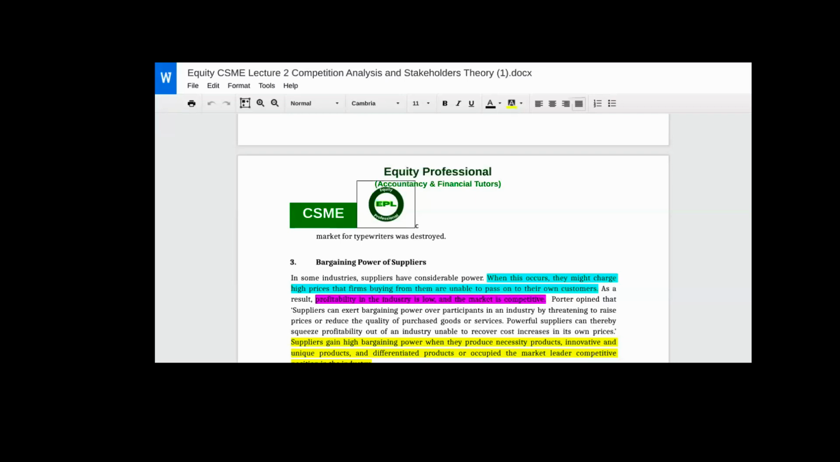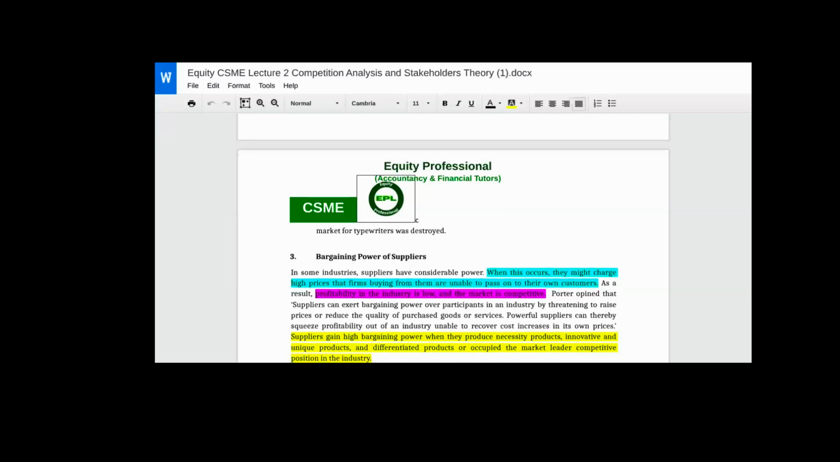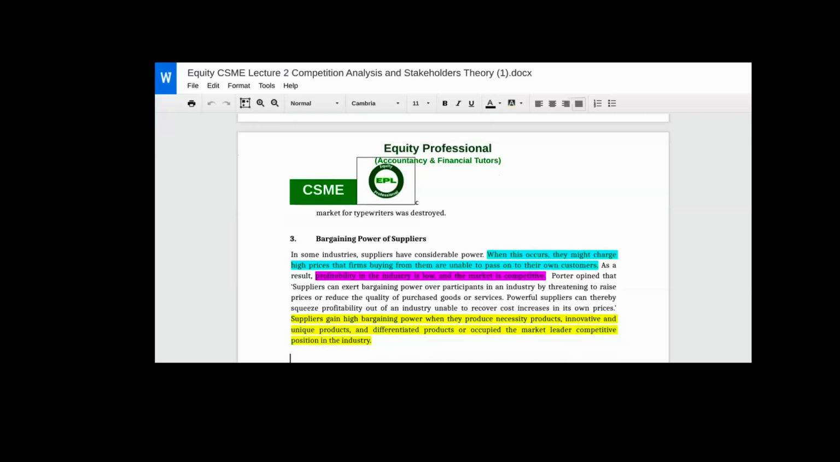You can see that yellow ink there, pencil. I put it there for you. That supplier gains high bargaining power when they produce necessity products, when they produce innovative and unique products, and when they produce differentiated products, or occupy the market leadership position. That is remarkable, because when they're in the market leadership position, they are the number one leading company.